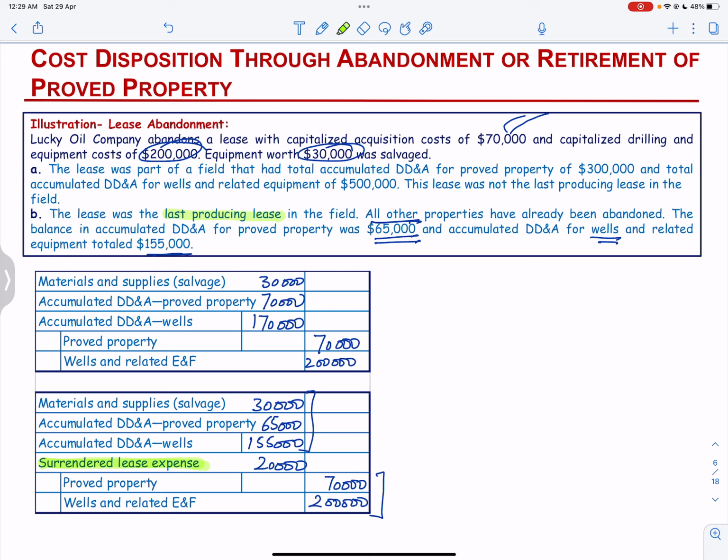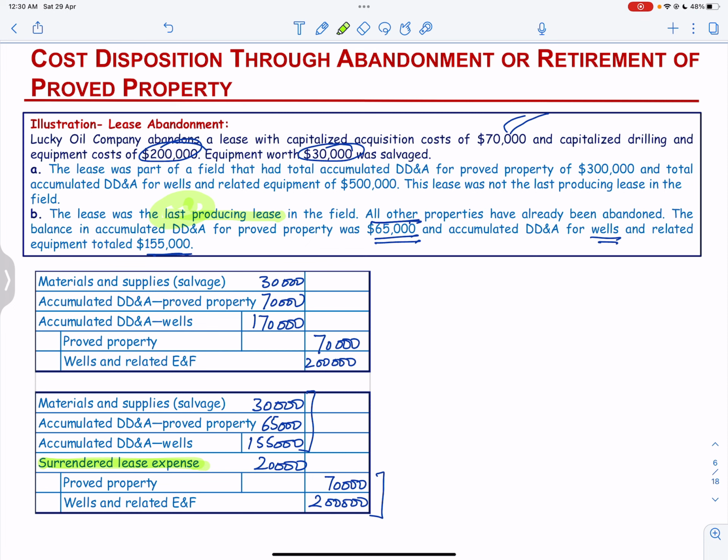So you can see that in case it is the last well in the field or cost center and it is plugged and the lease is abandoned, then all of the remaining asset accounts and the accumulated DD&A accounts are written off and a gain or loss is recognized.